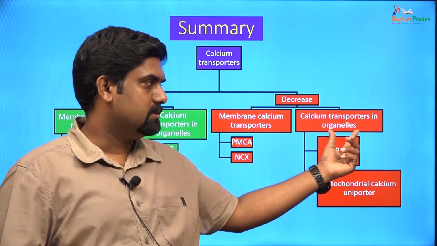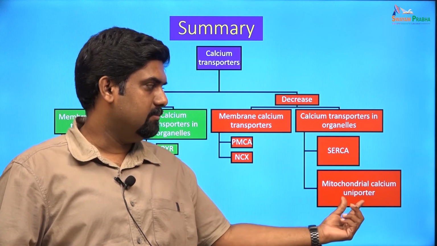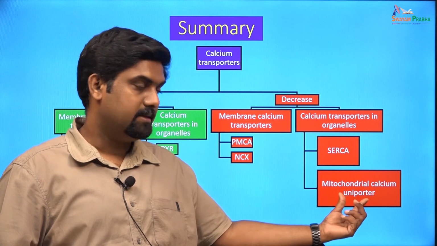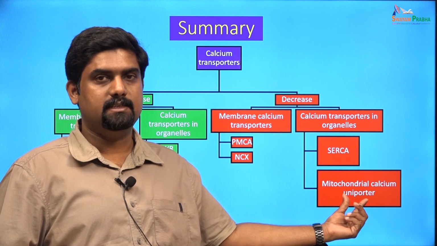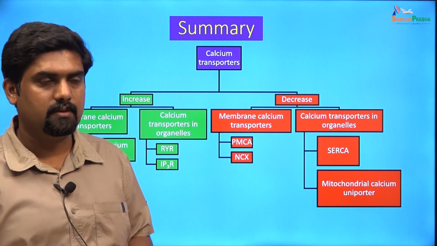Now the calcium transporters present in the organelles are the SERCA present on the SR and the mitochondrial calcium uniporter present in the mitochondria. Mitochondria also contains an NCX which can release calcium into the cytoplasm.